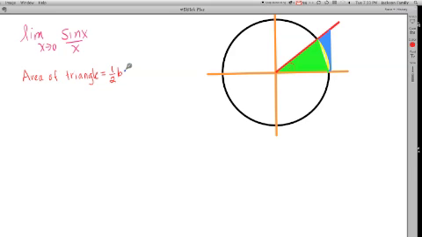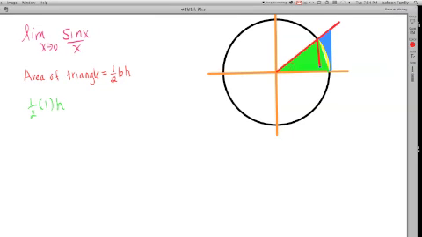So we know the area of a triangle is 1/2 base times height. Let's go ahead and find the area of the green triangle first. The area of the green triangle is 1/2 base. Now the base here, since it's a unit circle, the base is actually 1. And then times the height. Now the height is a little trickier, so let's go ahead and look at our angle x, and we have to remember our trigonometric functions. So if we look at the height right here, we know our height is just this section right down here.